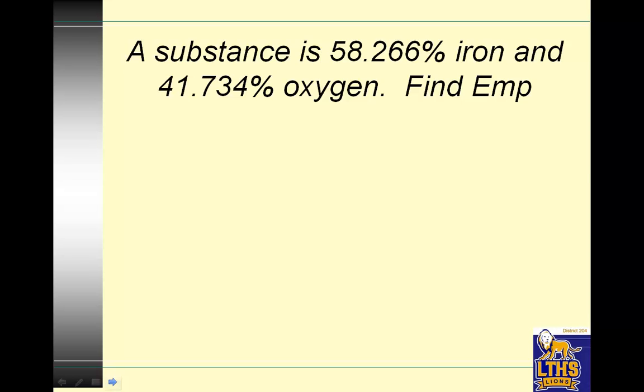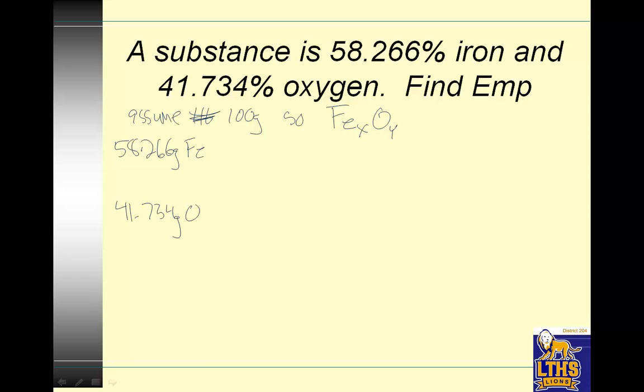So let's go ahead and check some of these out. A substance is 58.266% iron and 41.734% oxygen. Find the empirical formula. Okay, so we are going to assume 100 grams. So I have 58.266 grams of iron and 41.734 grams of oxygen. So I'm looking for something that will give me FexOy. I'm trying to find these numbers, and those are in moles. So I'm going to convert each of these into moles. Hopefully they'll be whole numbers and life will be good.